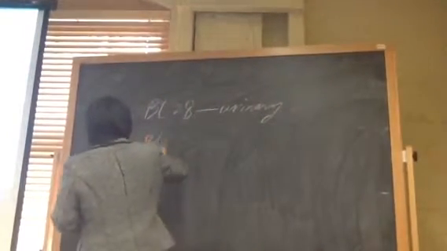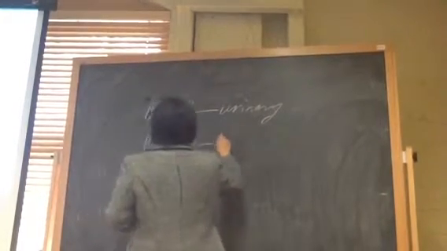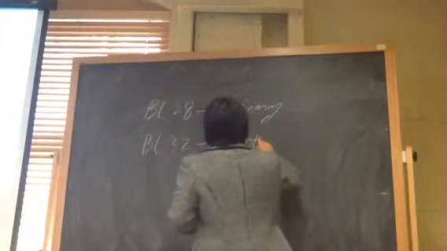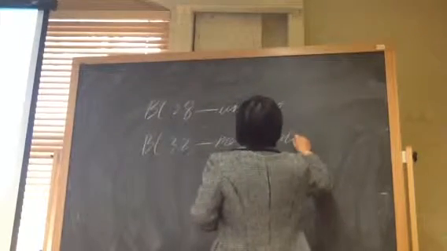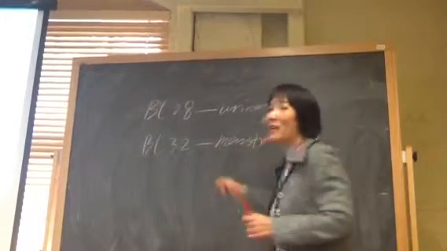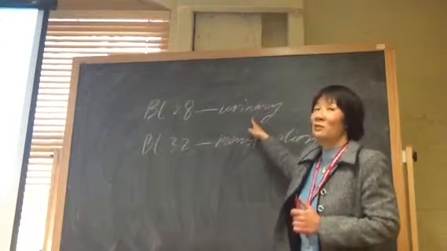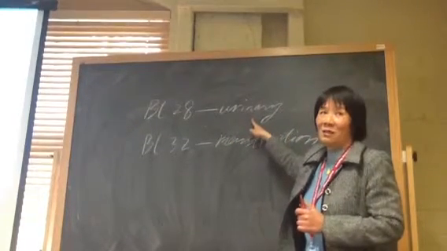Exercise 1. Between bladder 28 and 32, which one is better for urinary disorder? Which one is better for menstruation disorder? 28 is urinary. Very good. Bladder 28 is more for urinary, and 32 is more for menstruation. Very good. If I say, true or false, bladder 28 is only used for urinary disorder, is that true or false?